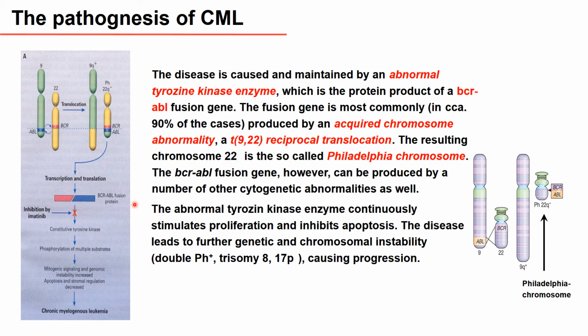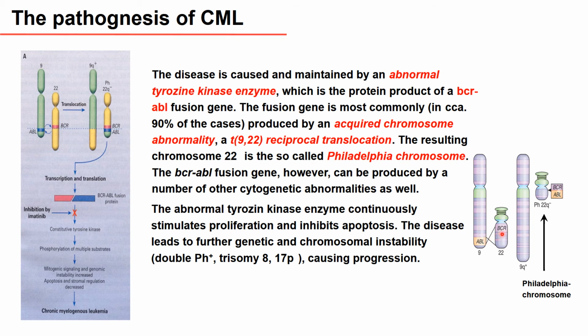Now, what is the pathomechanism of CML? It is an abnormal tyrosine kinase development happening when we have this BCR-ABL fusion gene. These two genes are located on two different chromosomes: ABL is found on chromosome 9, and BCR, maybe I can show here, is located on chromosome 22. They are going to code a certain protein.